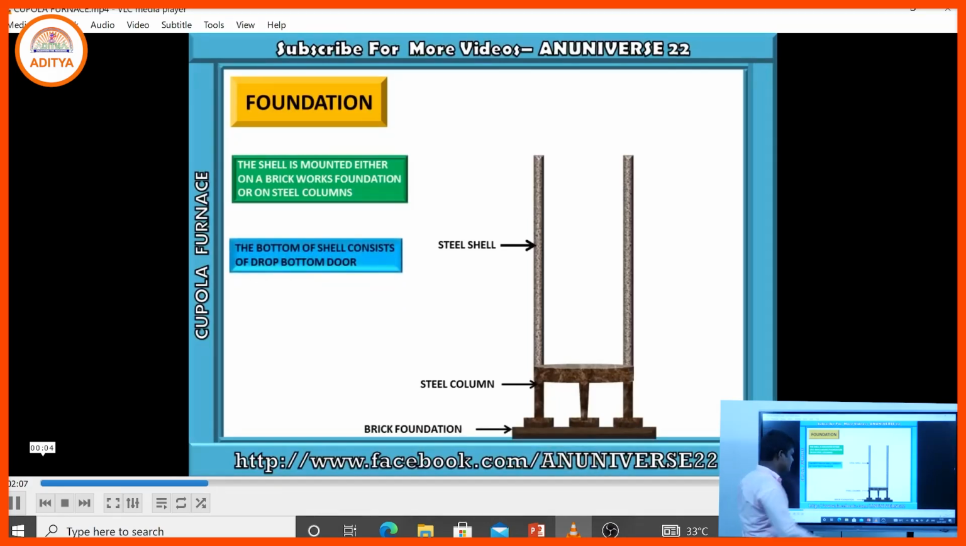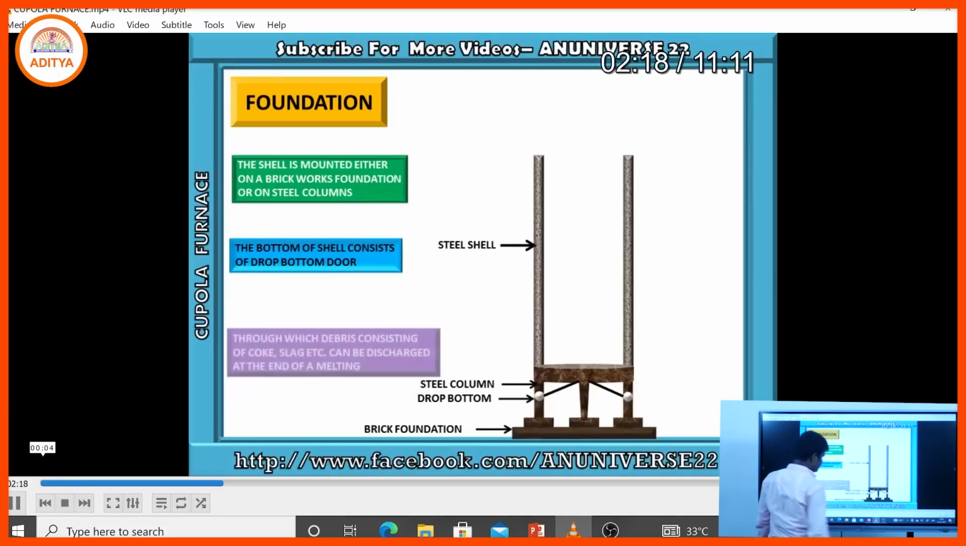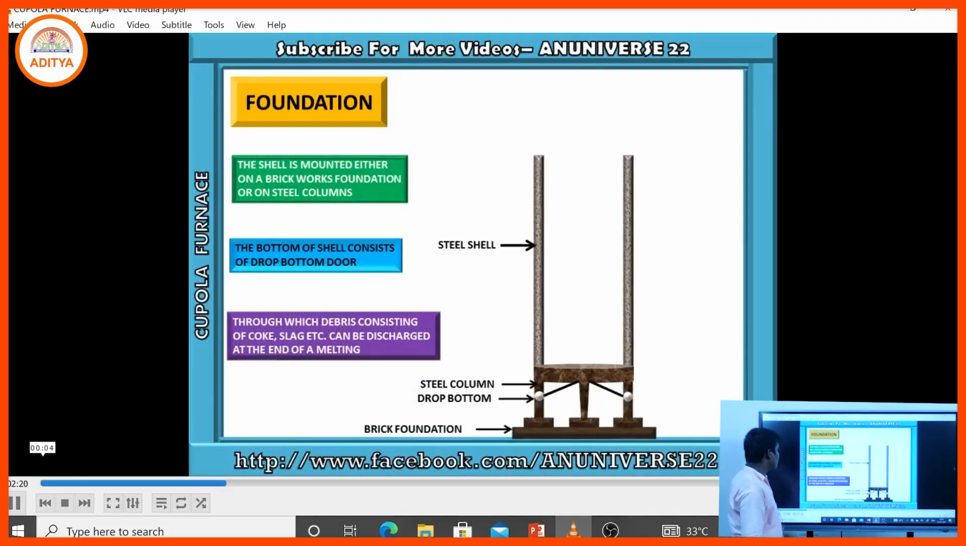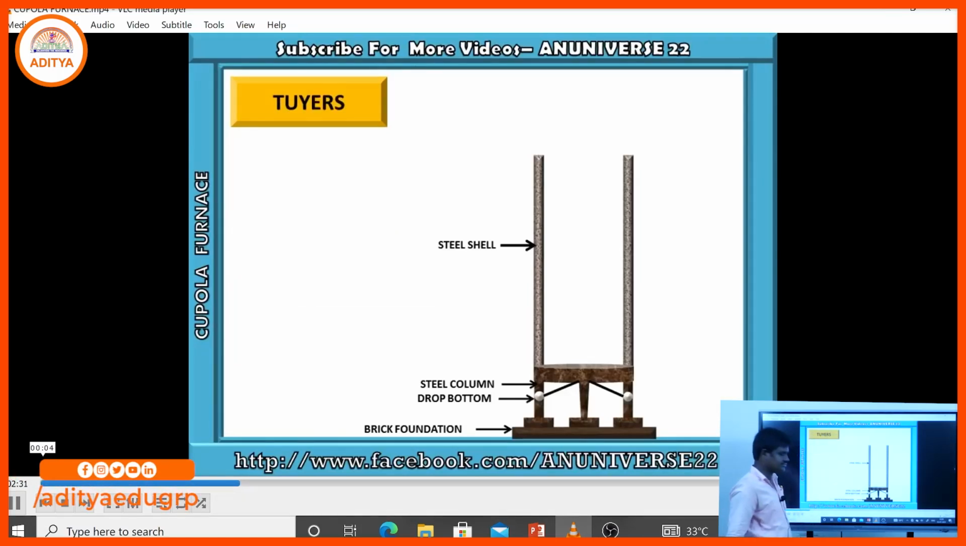That is the brick foundation, and that is the steel column. The bottom cell consists of a drop bottom door. Through the drop bottom door we remove debris like coke, slag, etc., which can be discharged through the drop bottom.